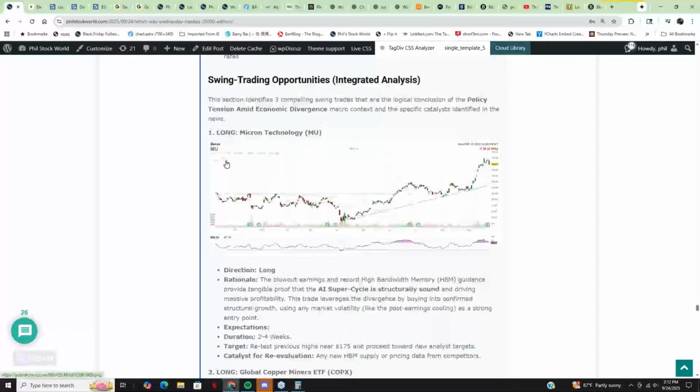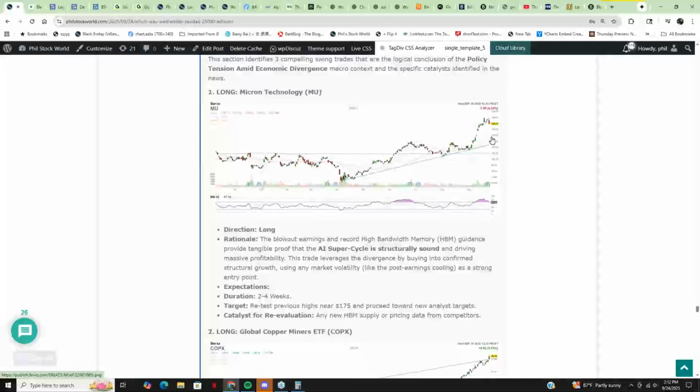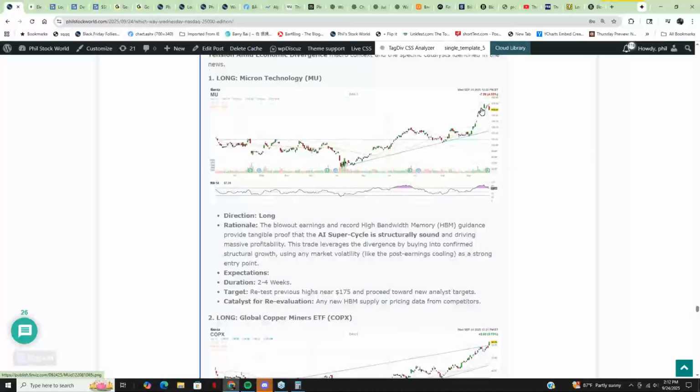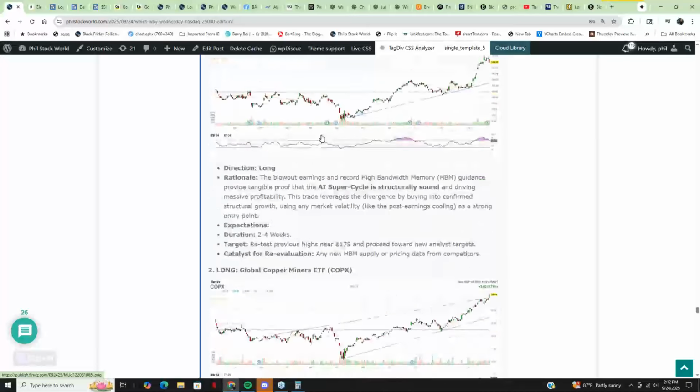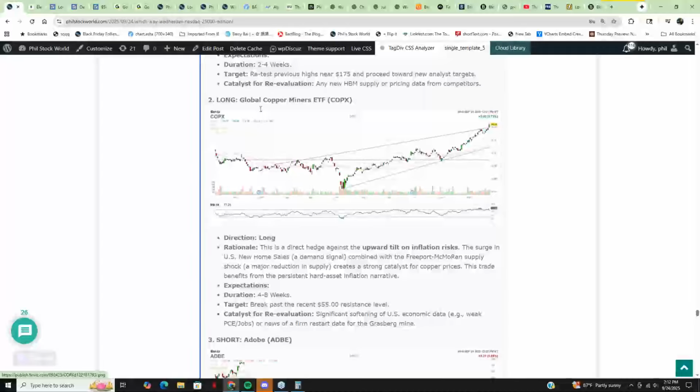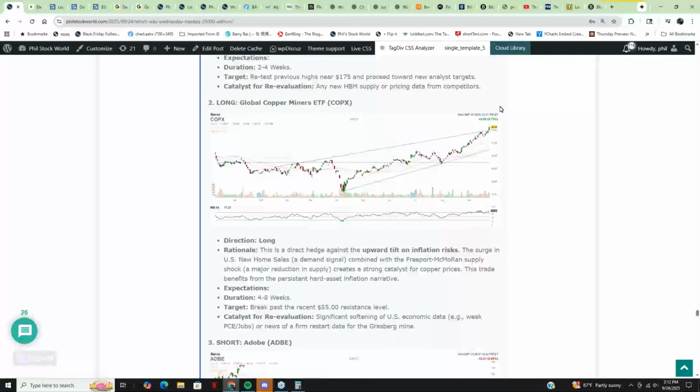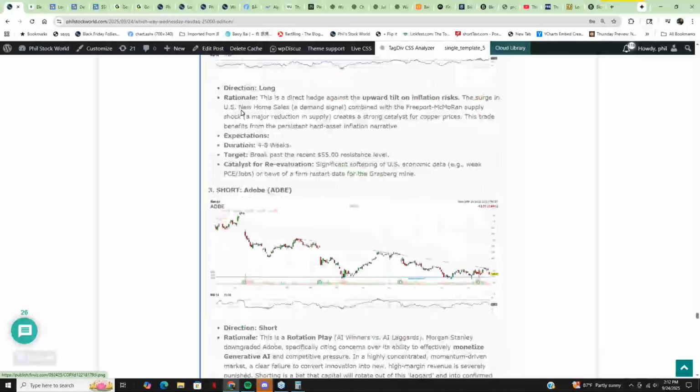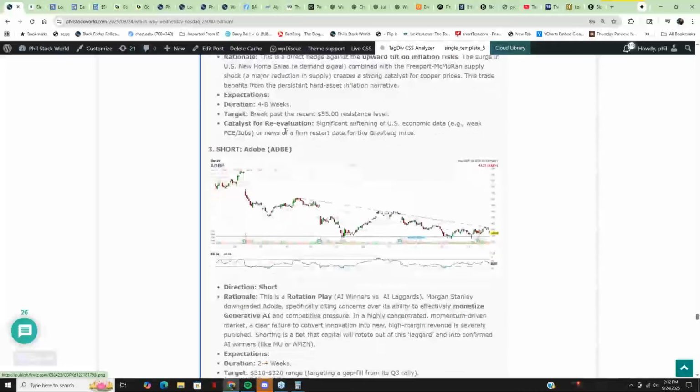So, swing trading opportunities. Long Micron, I disagree, and so does the market apparently. It had a run. It's not something I would go chasing after. Copper miners, though, yes, absolutely, I agree with that. This is a long-term problem that's not going to resolve quickly, so it'll keep going up.